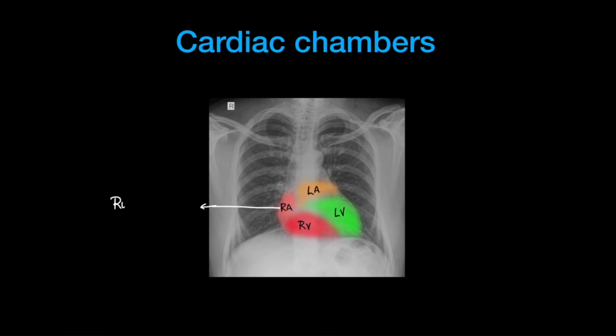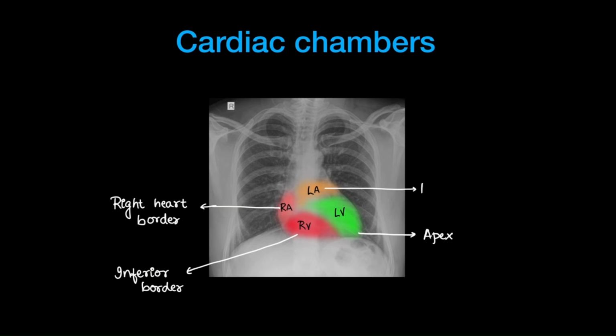As we see, the right atrium forms the right heart border, the right ventricle sits on the diaphragm forming the inferior border of the heart, and the left ventricle forms the apex of the heart and the left heart border. Also the left atrium is closely related to the carina, as we can see in this image. We cannot definitely outline the chambers on X-ray. We require CT or MRI for that, but this is just to know where pathologies can occur.